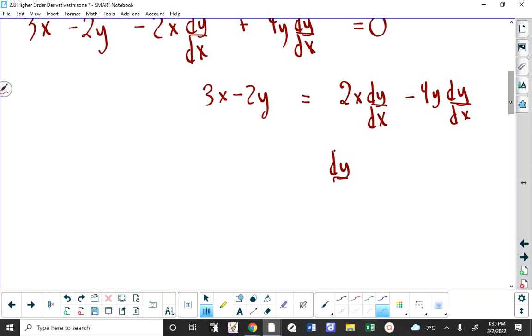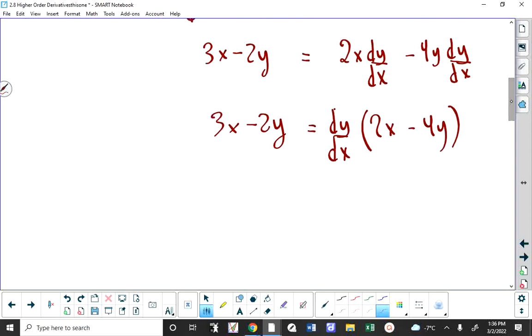Dy dx factored out will leave 2x minus 4y, and this is equal to 3x minus 2y. So we now know what dy dx is. Dy dx is equal to 3x minus 2y over 2x minus 4y. And so I just want to stop there. Okay with that step? Okay. That in and of itself is not a complicated derivative.